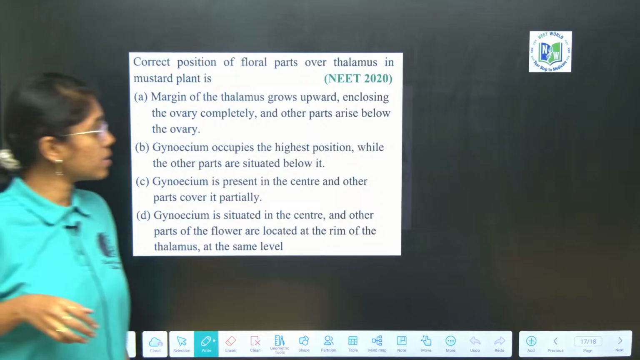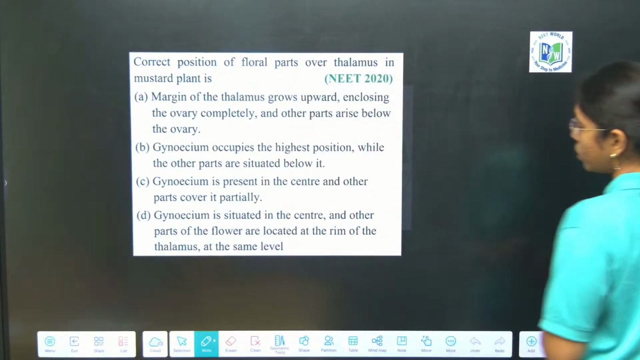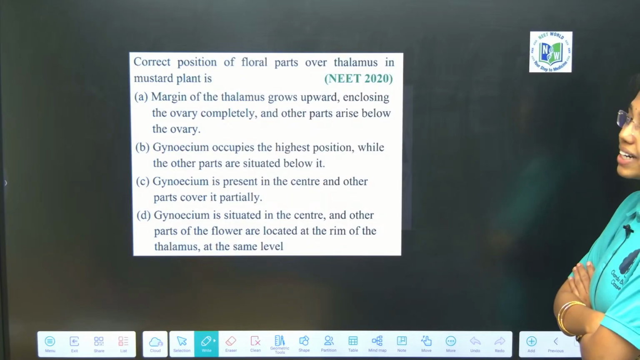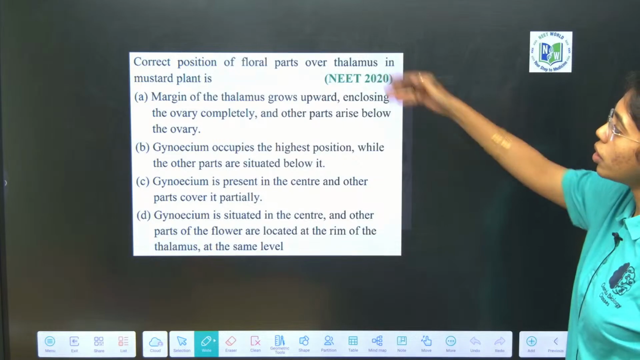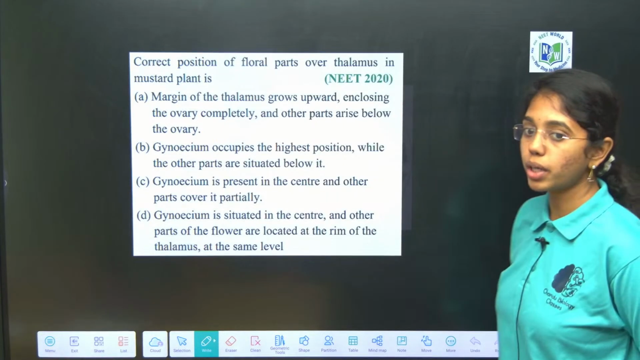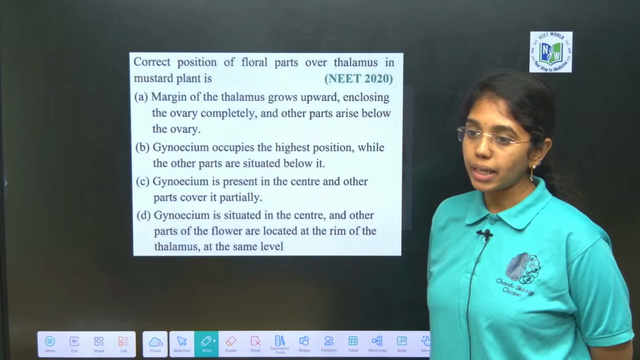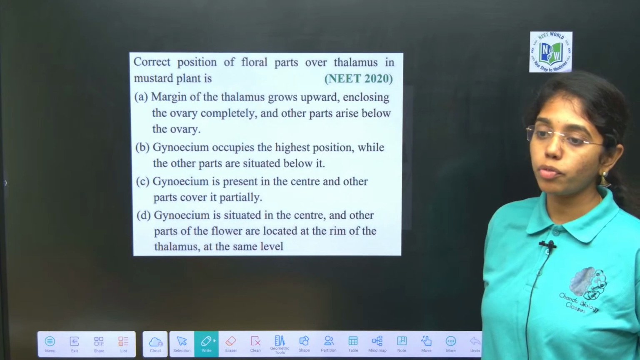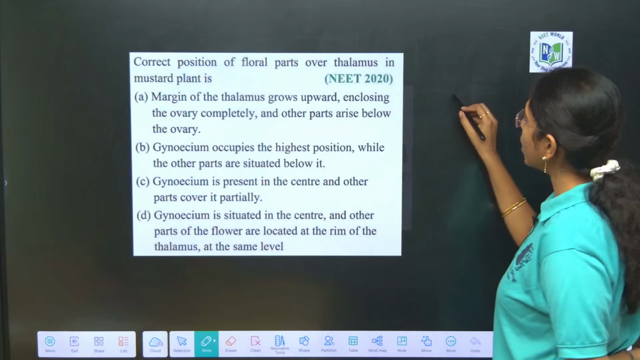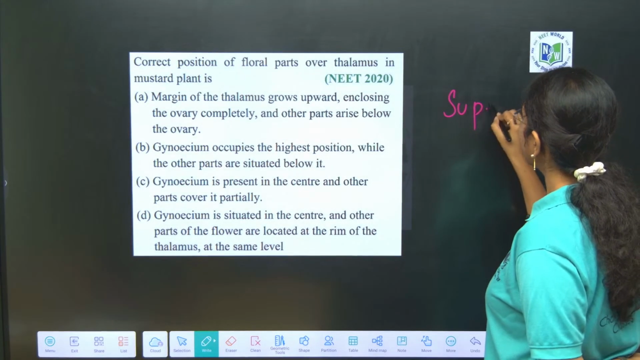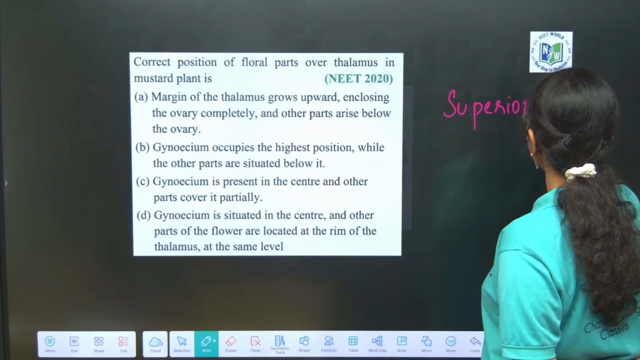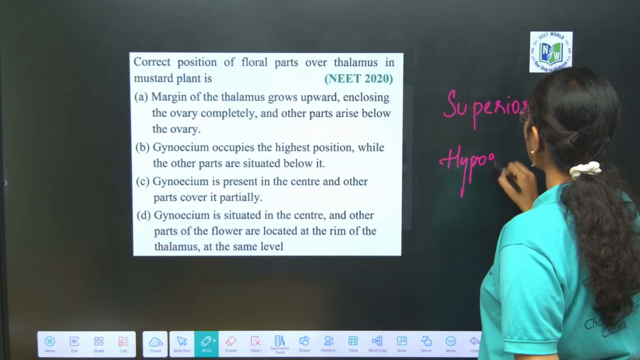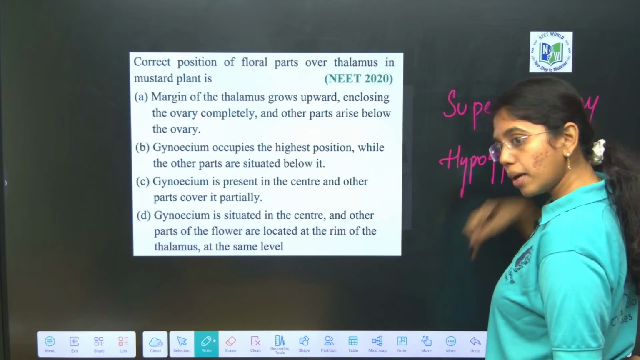Tell me the answer. B. Correct position of floral parts over thalamus in mustard plant. Based on the position of floral parts, we have three types of flowers. What are they? Hypogynous, perigynous, epigynous. Mustard plant has what type of ovary? Superior ovary. Superior ovary means hypogynous flower, because the other floral parts are below it.